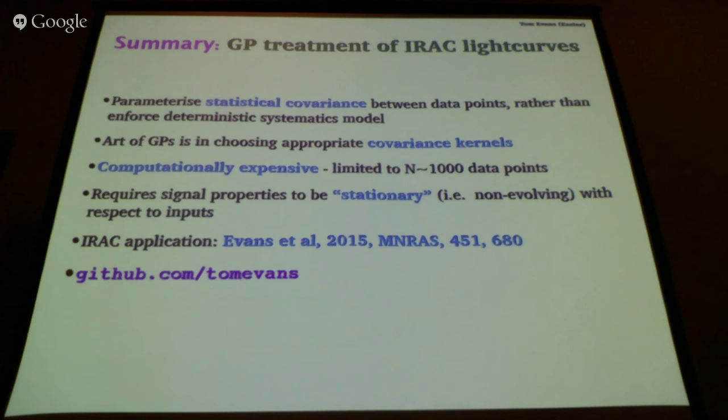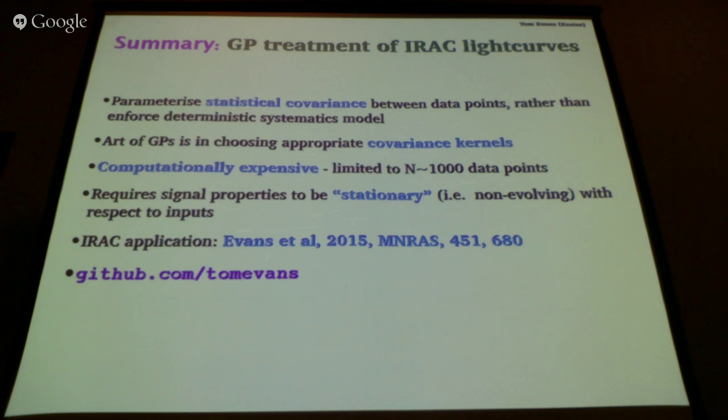So in summary, with GP models, we parameterize the statistical covariance between data points, and that results in really flexible and powerful models. But it also allows us to relax the assumptions about the form of the systematics that we're making in our model. A lot of the art of GP fitting is in choosing a covariance kernel that's appropriate to your data set. Unfortunately, they're computationally expensive, so it's pretty tough to apply them to data sets with more than 1,000 data points.